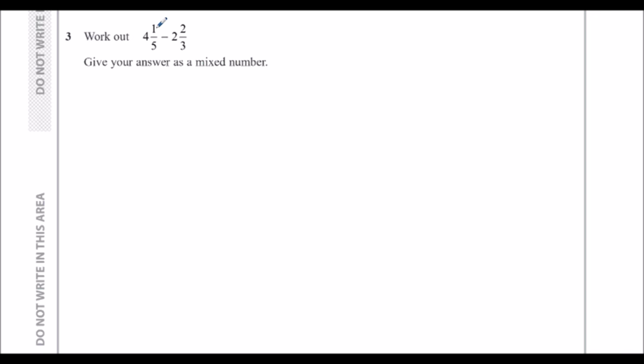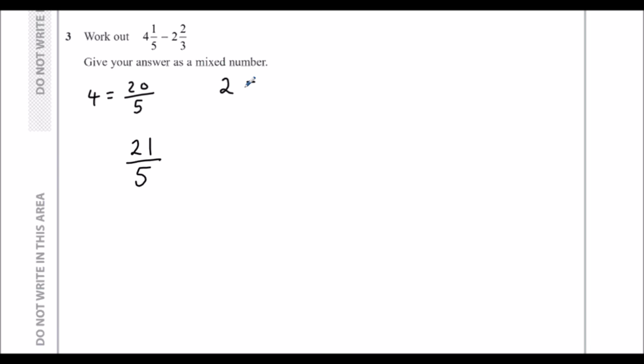So if we've got 4 and 1/5, 4 whole ones is 4 times 5, 20/5. So 4 is the same as 20/5. And we've got 20/5 and 1/5, which means we've got 21/5.